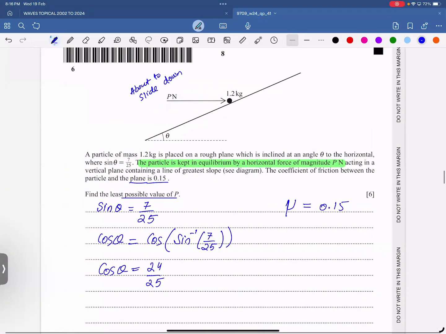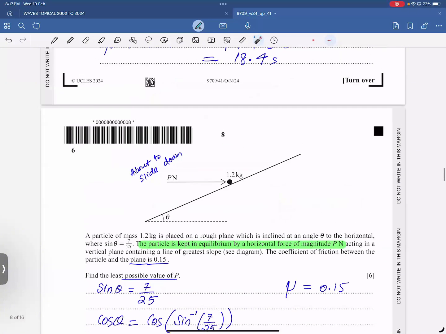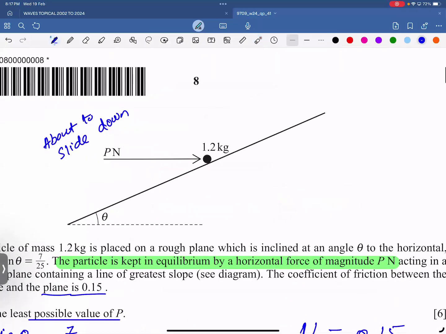So first of all, you find the cosine theta, and then they told you the mu is, as you can see, 0.15. Okay, so let's place the forces. This force, if you want to assume, you can assume this way, just to help you where the resolved components will be. Now I'm going to use resolution perpendicular and parallel to the plane. So first of all, you know here it is going to be mg sine theta.